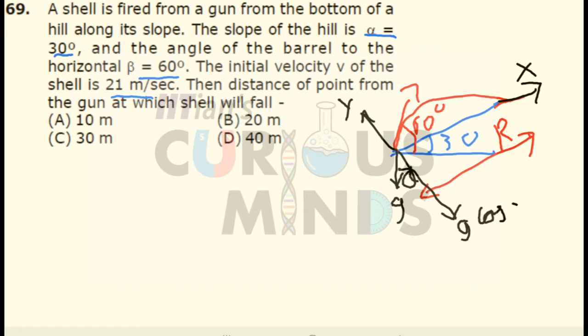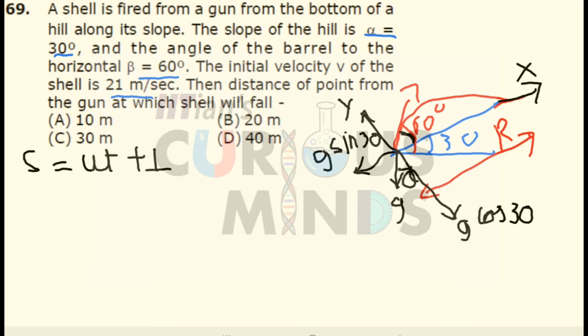The acceleration due to gravity is g in this direction. In the y direction it will be equal to g cos 30, that is the slope of the part, and in this direction it will be equal to g sin 30. In the y axis it is g cos 30, and in the x direction it is g sin 30. Now the accelerations are acting in both these directions, so I have to take the components. If I take this angle with the axis, it will be equal to 60 minus 30, which is equal to 30 degrees.